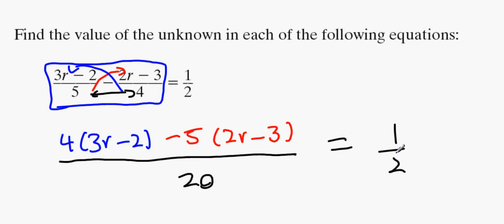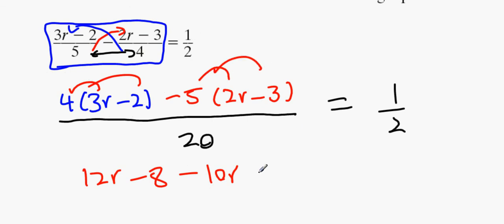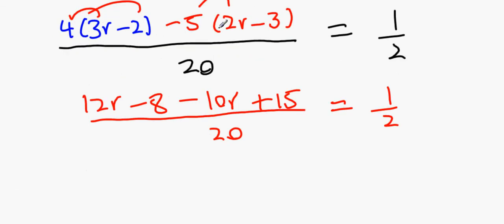So what we're going to do next is multiply these out, and we're going to get 12r minus 8 minus 10r. 5 multiplied by 2r, 5 multiplied by minus 3 is plus 15, all divided by 20, and that's going to equal a half. And what we're going to do next is tidy up the top. So 12r minus 10r is 2r, plus 15 minus 8, plus 7, divided by 20 equals a half.